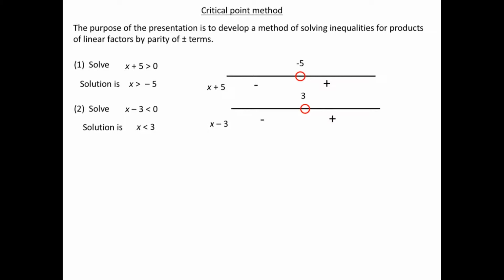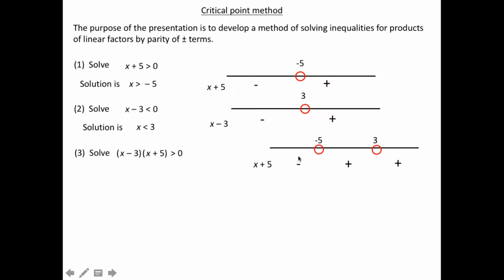Now let's combine both of these. Let's solve x minus 3 times x plus 5 is greater than 0. Now the critical points are the same as before. x is equal to minus 5 and x is equal to 3. And this divides this into 3 regions. As you can see from here, x plus 5 is negative less than minus 5 as before, and x minus 3 is negative less than 3 and positive greater than 3.